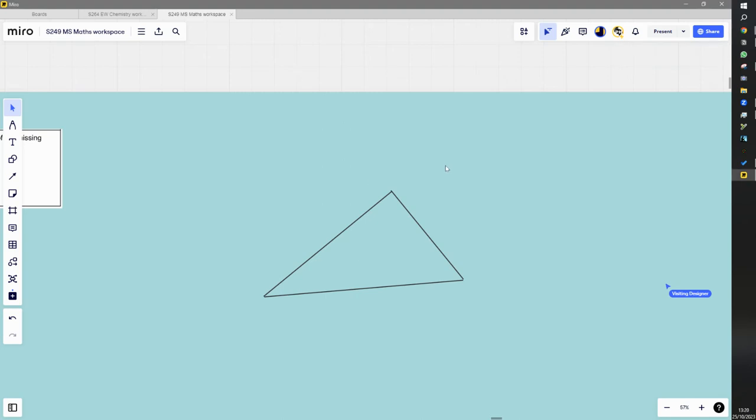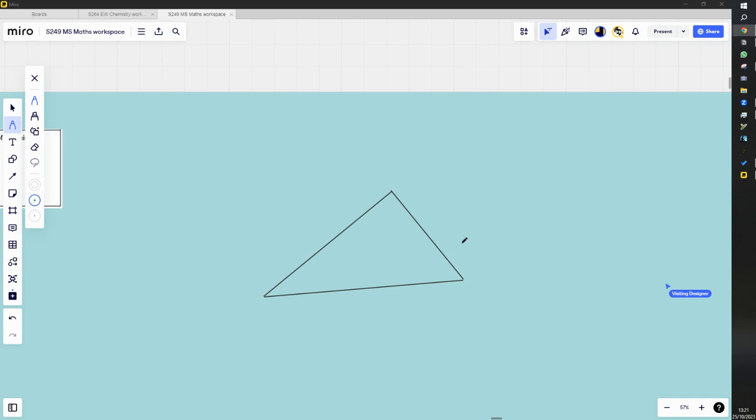Okay, so we're going to be looking at the cosine rule and the sine rule, and we'll also be looking at the area of the triangle rule, of which there are two. There's the one which is half base times height, but we're going to be looking at the more advanced area of the triangle rule.